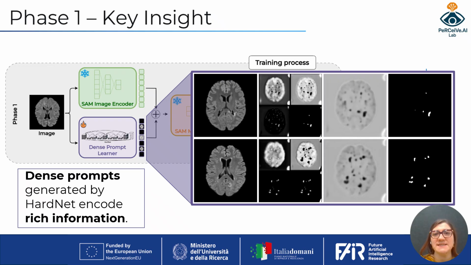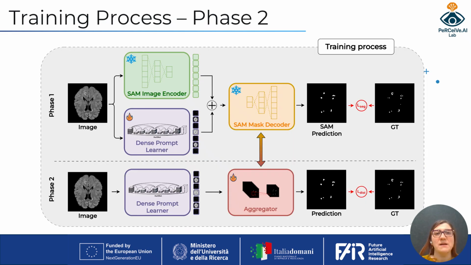This was the key insight. The network had learned to encode spatial and contextual information that was sufficient for accurate segmentation entirely on its own. We realized that we could replace SAM with something much simpler because the dense prompts contained everything we needed. Based on this discovery, we moved to phase 2.